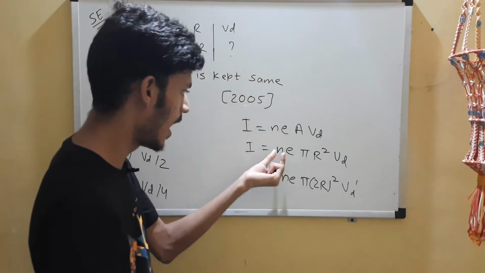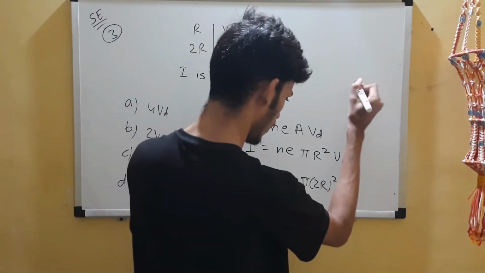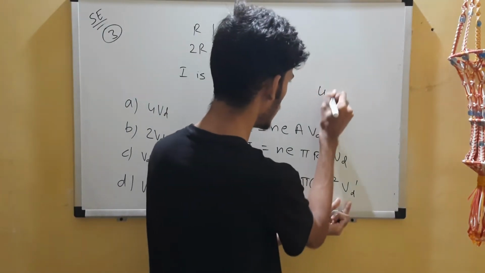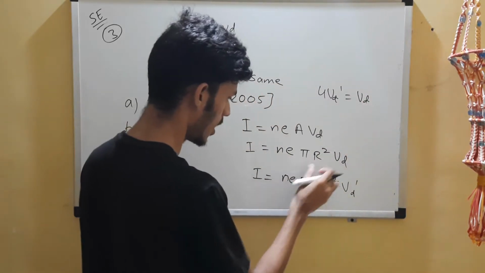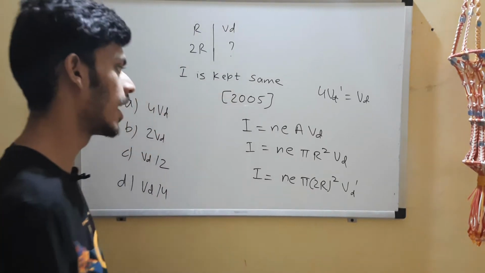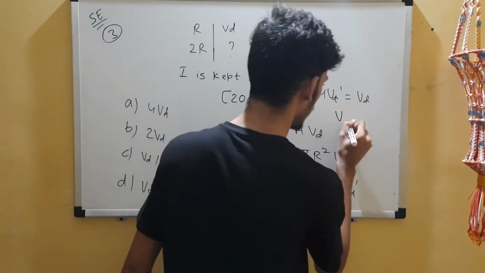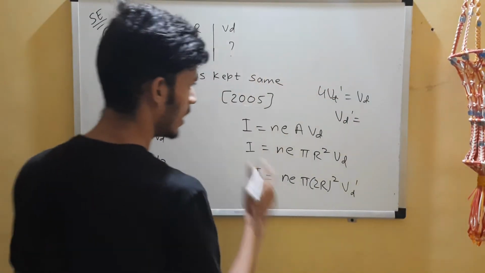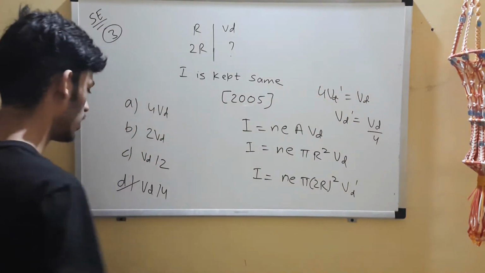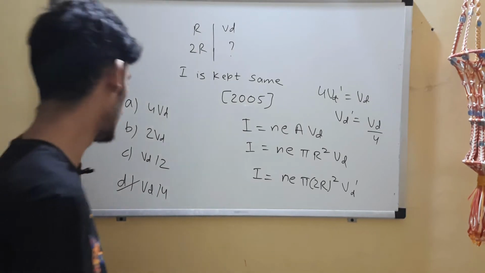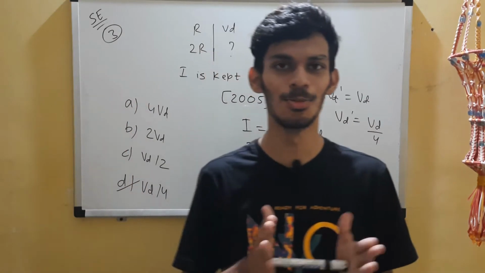So you can just equate these values and hopefully you'll have your answer. You can see that Ne pi r square will get cancelled and you'll be left with 4 Vd dash equals Vd. So Vd dash, which is the drift velocity in this case, is given as Vd by 4, 1/4 of the drift velocity in this wire, right? So option D, Vd by 4, is the correct choice over here. With this question we wind up with the super easy category.